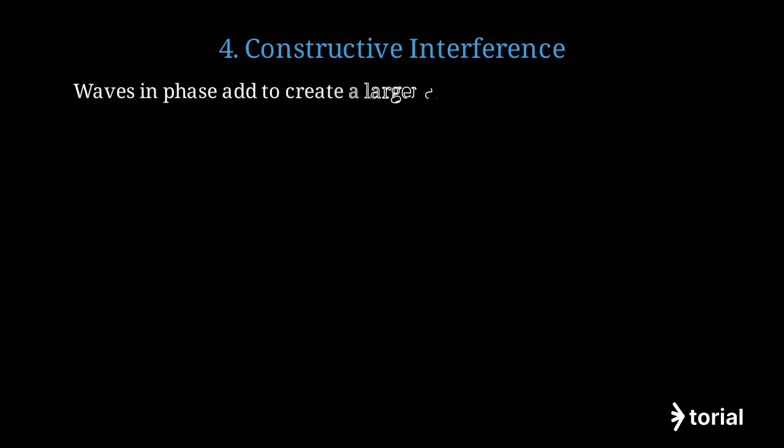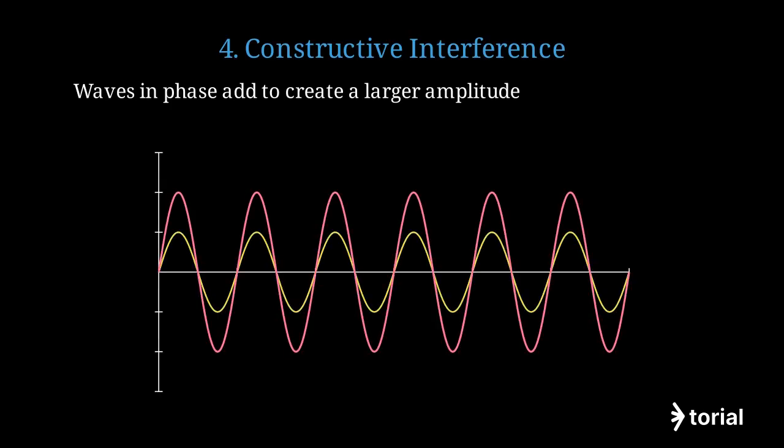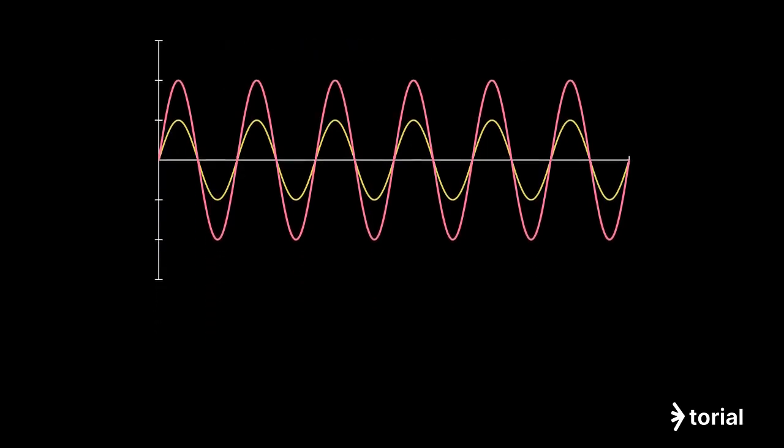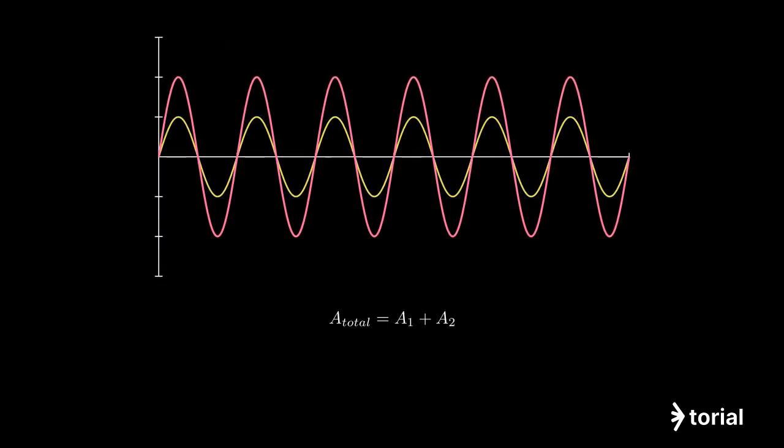When two waves are in phase, meaning their peaks and troughs line up, they add constructively to create a wave with larger amplitude. Two identical waves in blue and yellow combine to create the larger pink wave. Notice how the amplitude doubles when they're perfectly aligned. In constructive interference, the total amplitude equals the sum of individual amplitudes.